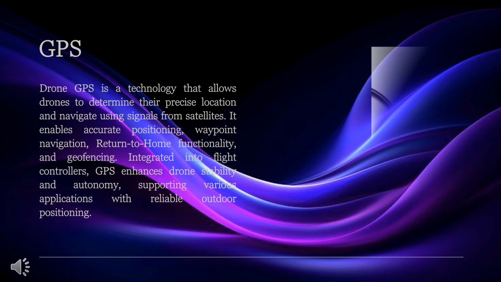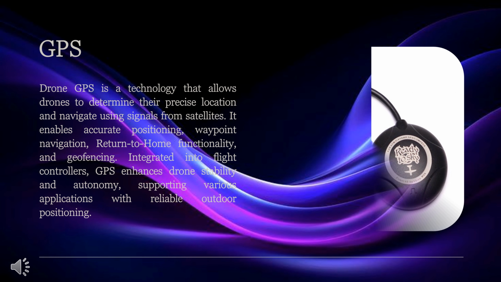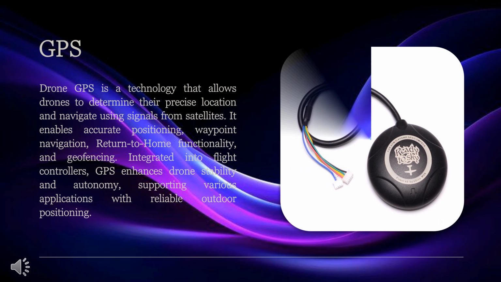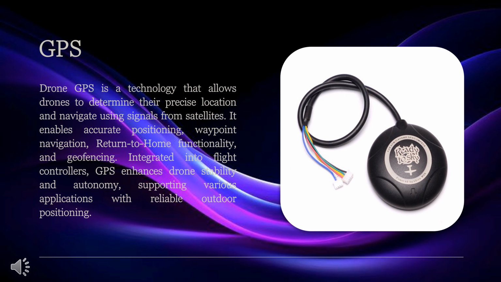GPS. Drone GPS is a technology that allows drones to determine their precise location and navigate using signals from satellites. It enables accurate positioning, waypoint navigation, return-to-home functionality, and geofencing. Integrated into flight controllers, GPS enhances drone stability and autonomy, supporting various applications with reliable outdoor positioning.